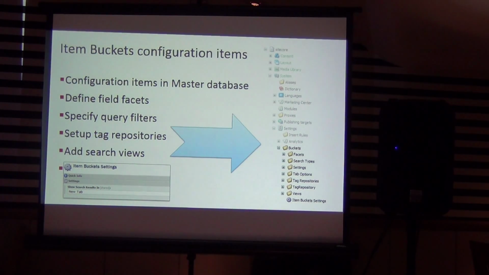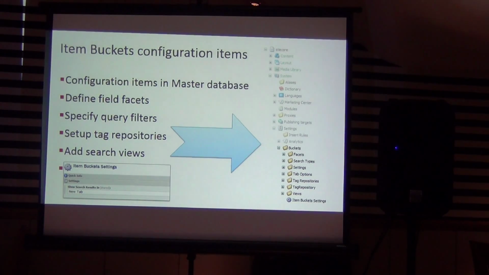So there are other things you can change in here. For instance, you can change how the faceting set up for, not for content search, but for the item bucket UI is set up. There's stuff around tag repositories and filter queries. So if you want to expand on the sort of behavior of the search interface in the Sitecore client, this is where to go.